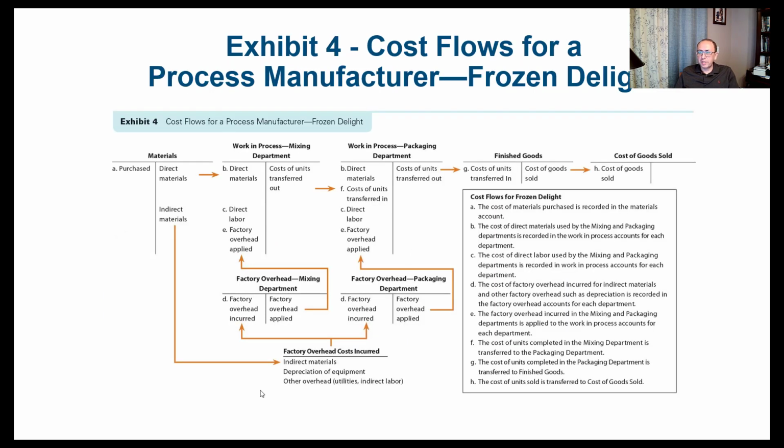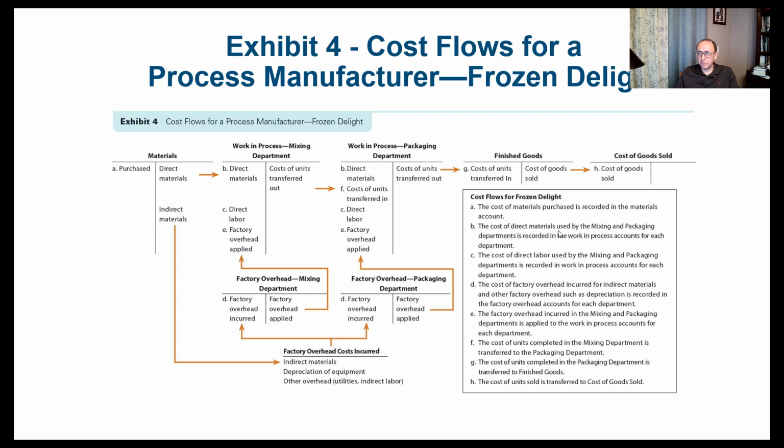So I think this would give us an idea about the flow of the accounts. So let's go over them quickly and see how that relates to the cost flow for a process manufacturer, including for our example here, which is Frozen Delight. In transaction A, the cost of material purchased is recorded in the material account. So we have a material account, which is part of our inventory. When you buy these items, it's going to be debited.